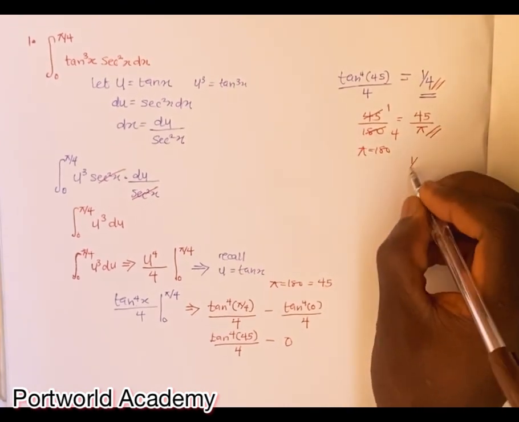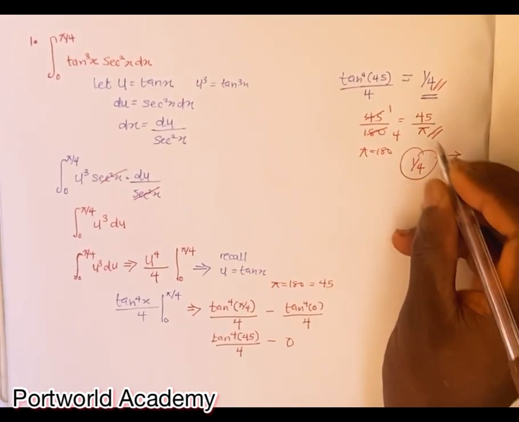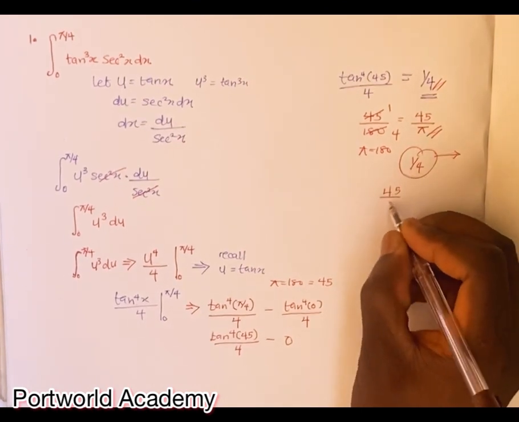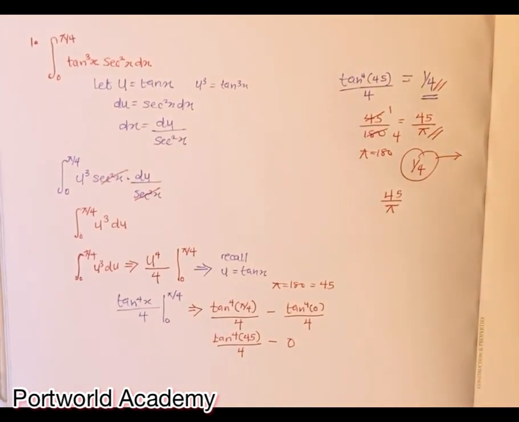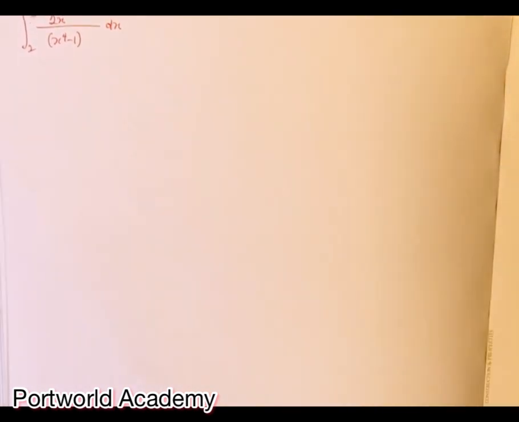So you have it to be what? 1 over 4. So you can leave your answer like this, or you just go ahead and say you have 45 divided by pi. So that's just it. This question is actually different.